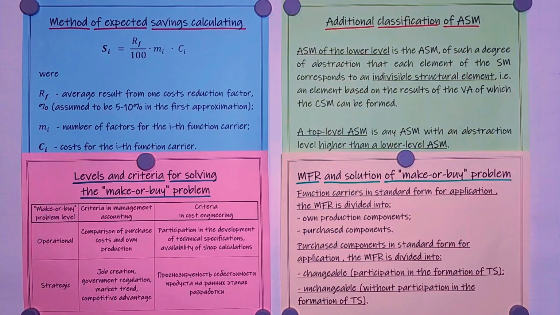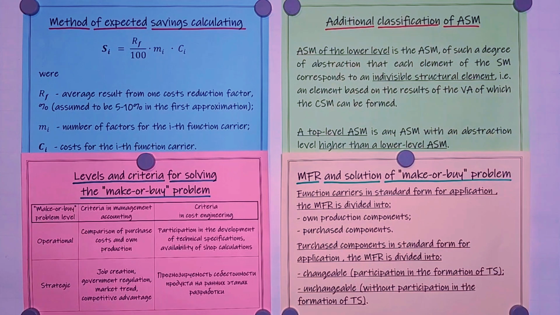A top-level abstract structural model is any abstract structural model with an abstraction level above the abstract structural model of the lower level. The need to introduce this classification is due to the fact that, for example, in control question number 4, it's possible to replace the blanks of elements or carriers of function with more progressive ones with smaller processing allowances. So we can talk about the preparation of a function carrier only in the case of a lower-level abstract structural model.